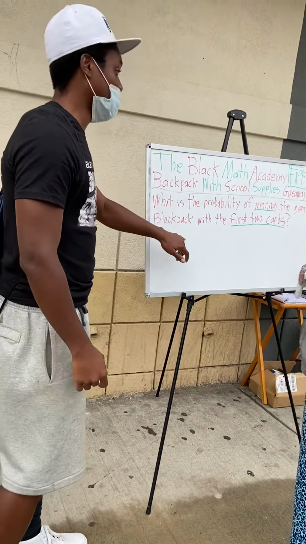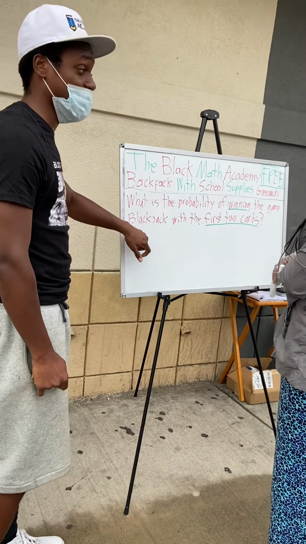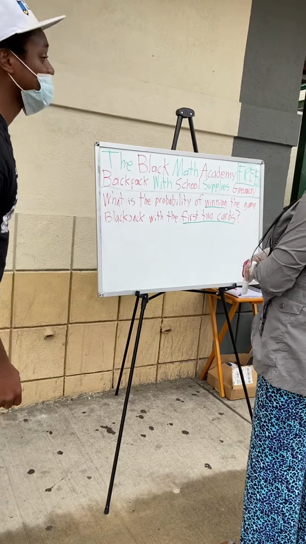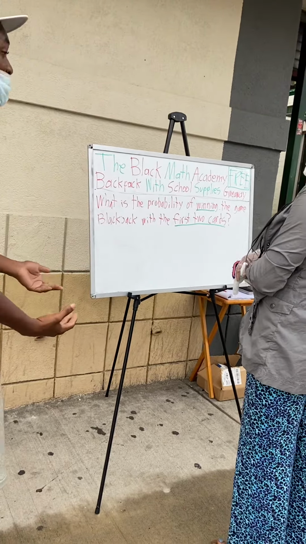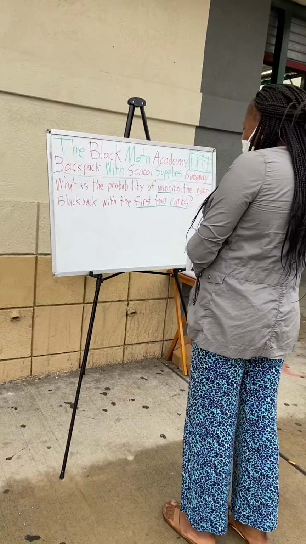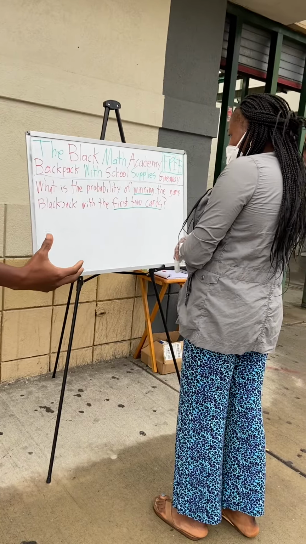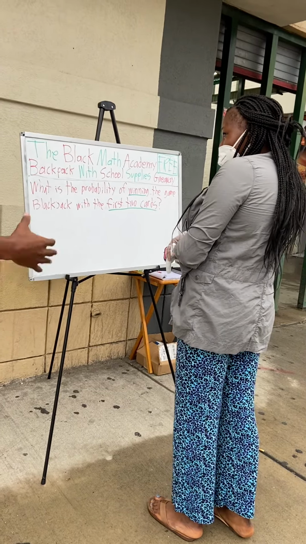So with the first one, what's the probability of getting a 10 or a face card? Well, 2 is not a probability. A probability is always a fraction or a decimal or a percent. So we have to figure that out. So how many cards are in a deck? 52. 52 cards.